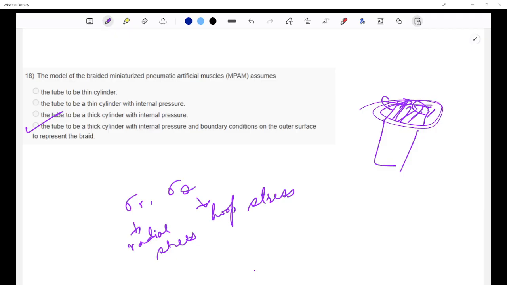In option B, the tube is a thin cylinder with internal pressure. This still ignores wall thickness, braid constraints. The tube to be a thick cylinder with internal pressure. This includes pressure but ignores the braid constraint, which is essential. So yes, it is a thick cylinder with pressure loading and boundary constraints. The MPM is modeled as a thick-walled cylinder subjected to internal pressure with outer boundary constraints representing the braid, right? I hope this is clear. So the other options are not correct.